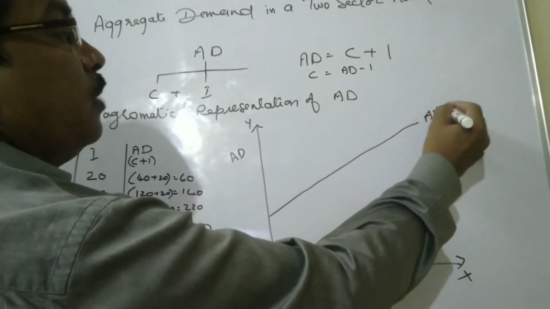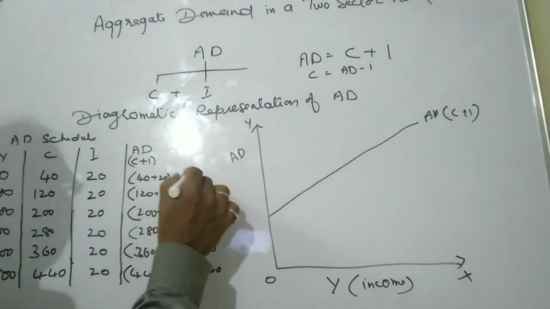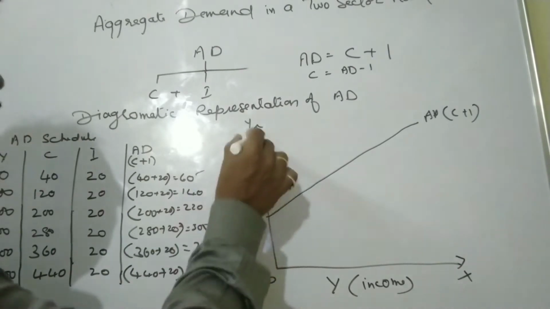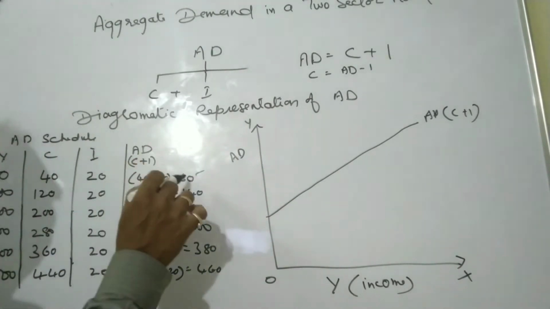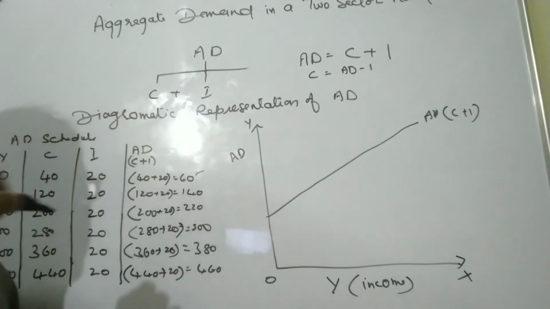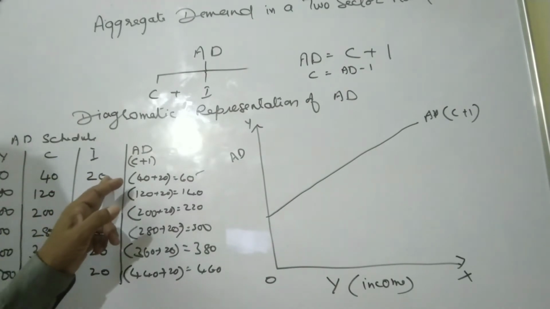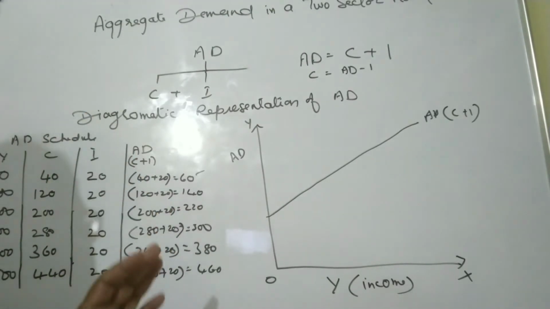This is your aggregate demand curve. This is equal to C plus I. So that is 60. It is starting from here, so it is making an intercept on the Y axis. Here, even if income is 0, aggregate demand is 60. Why is it 60? Because there is consumption expenditure of 40 and autonomous investment, that is 20. This cannot be saved. You cannot minimize this.